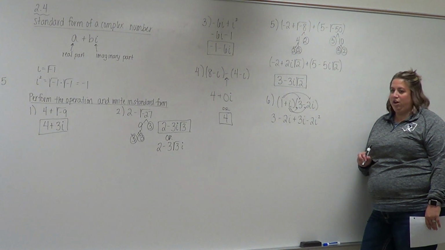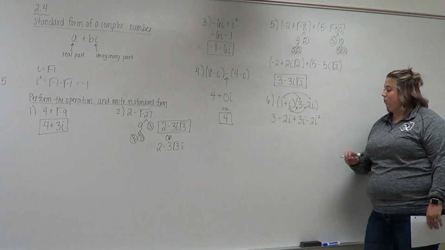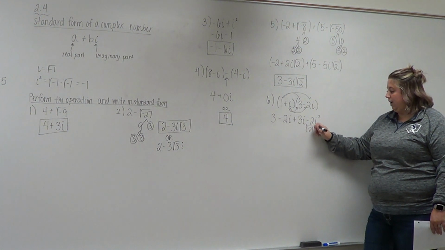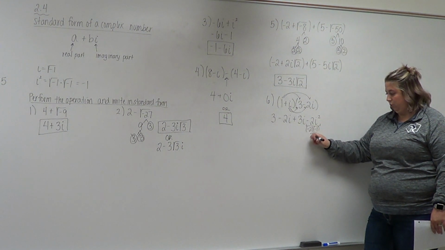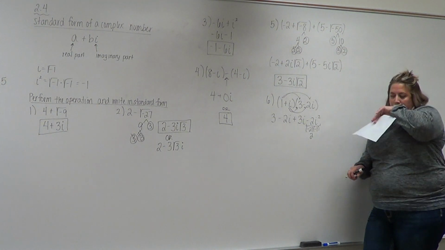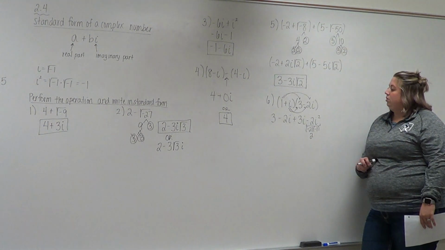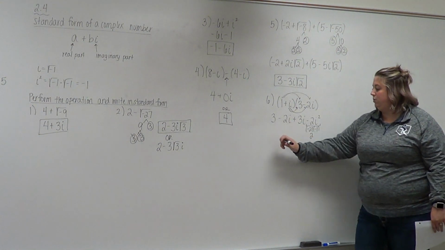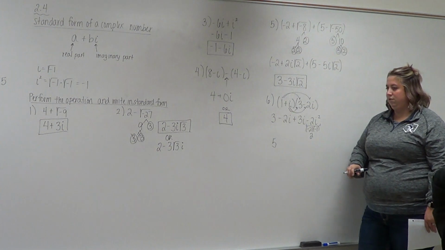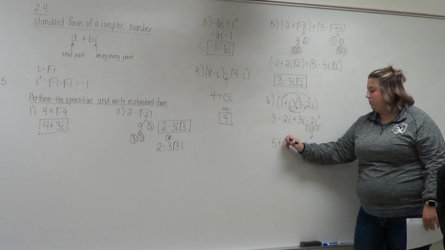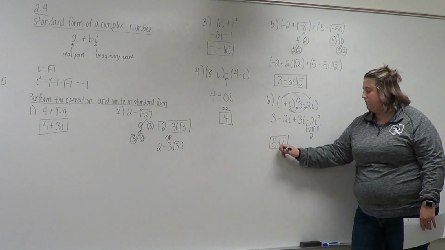Okay, what's i squared equal to? Negative 1. So this is actually going to become negative 2 times negative 1, which is 2. So when I combine like terms, 3 plus 2, 5. Negative 2i plus 3i would be plus 1i.